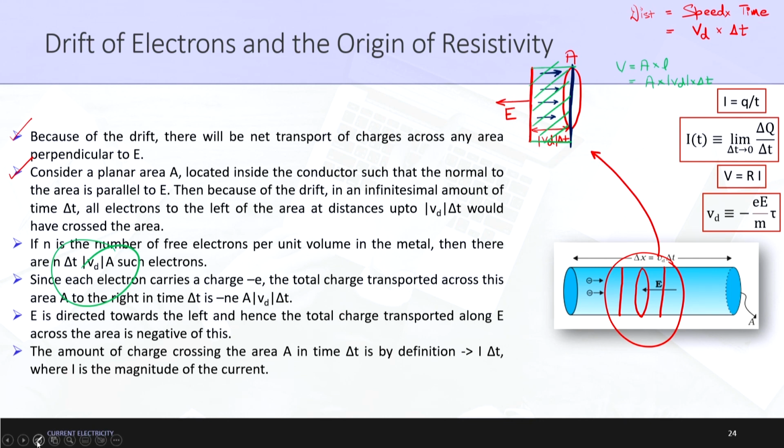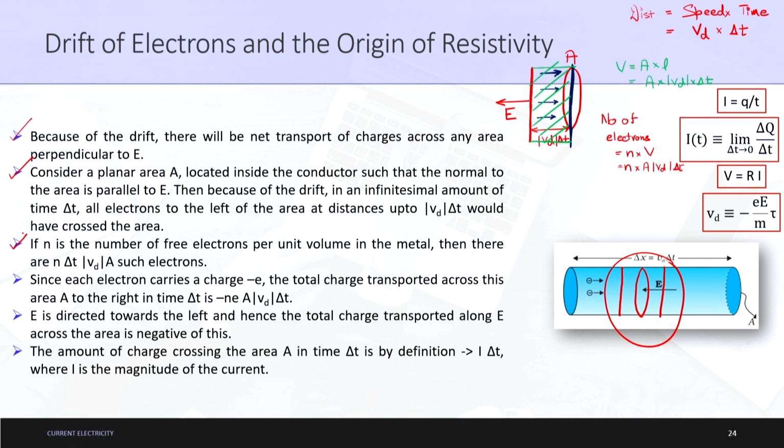Hence, the value of the number of electrons will be nothing but n multiplied with this volume, and this volume is nothing but n into |v_d| delta t, and that is only what is written here, that is n delta t |v_d| into A. So, this thing has also been explained here.